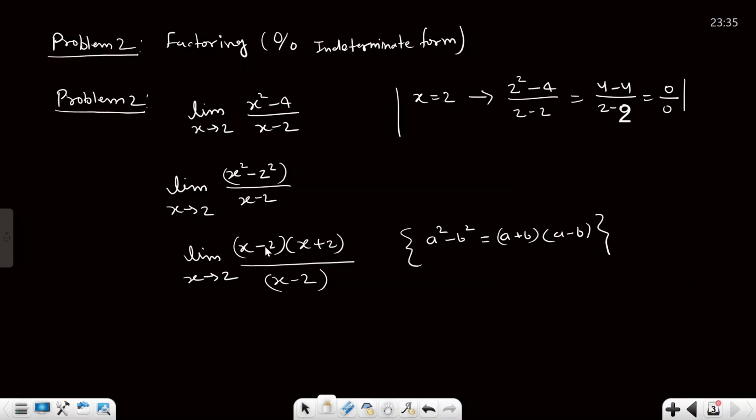So here we will cancel x minus 2 with x minus 2, and the rest we will get is the limit as x approaches 2 of x plus 2. Now we can write 2 in place of x. So we will get 2 plus 2, that is 4. So this is our final answer.